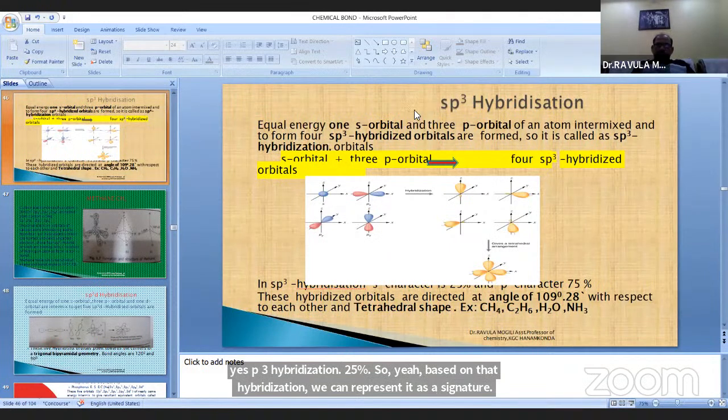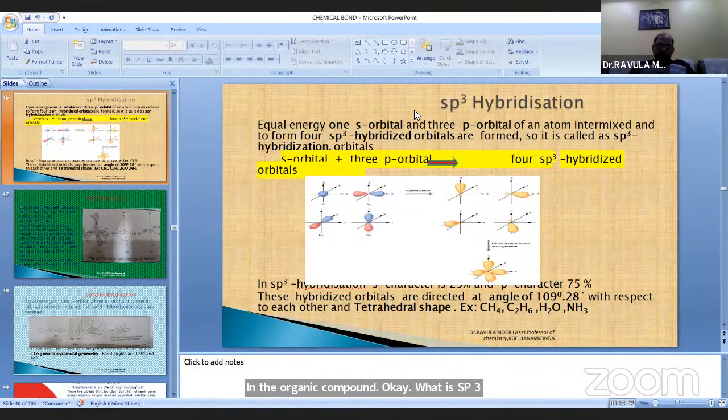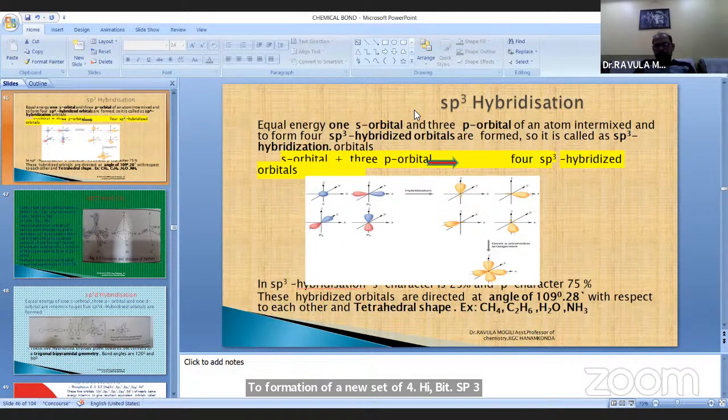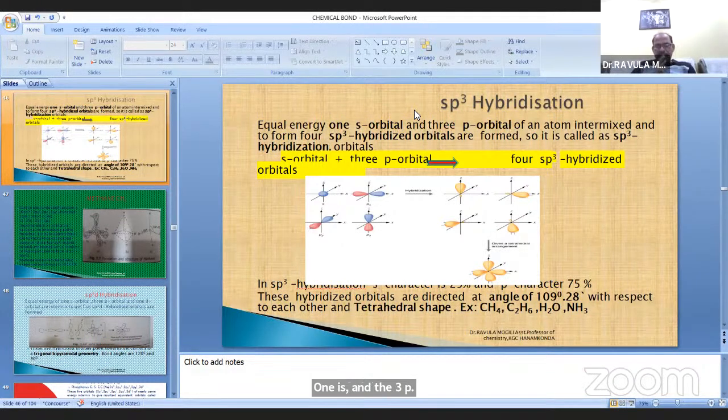Okay. What is sp3 hybridization? In a molecule, the central atom has in its valency shell 1 s orbital and 3 p orbitals. They combine or intermix to form a new set of 4 hybridized orbitals. sp3 hybridized orbitals are formed. This phenomenon is called sp3 hybridization. In sp3 hybridization, 1 s orbital and 3 p orbitals are involved. Therefore, the S character is 25% and the P character is 75%. S character is 25%, P character is 75%.